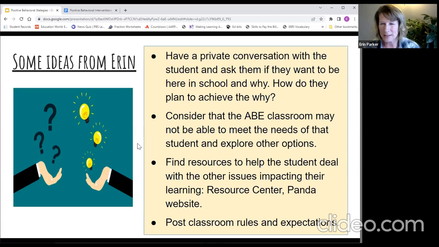The Panda website has some great resources for mental health and some other things that are impacting their learning. And then posting classroom rules and expectations. This is something I hadn't done for a long time, because I didn't feel the need to, as students seemed to understand what those were. But I'm definitely feeling it this year, especially coming back from COVID.